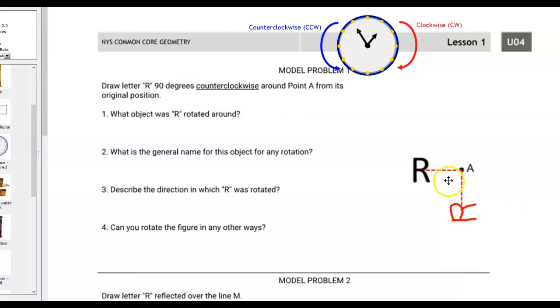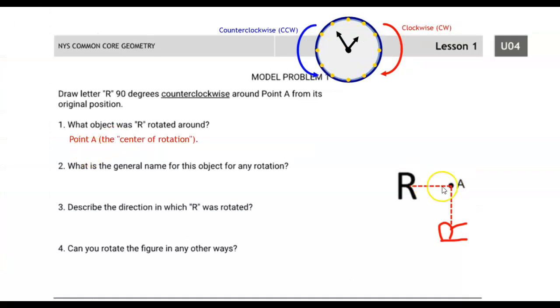And you'll also notice if this was a dog on a leash, you would know that the leash couldn't grow longer. So this distance from the center to R is going to be the same distance from the center to the new R, from the pre-image to the image. What object was R rotated around? Well, I think we know the answer to that question. We refer to this object as point A, which is the center of rotation. We rotated it around point A. The general name for this object for any rotation, as stated previously, is the center of rotation.